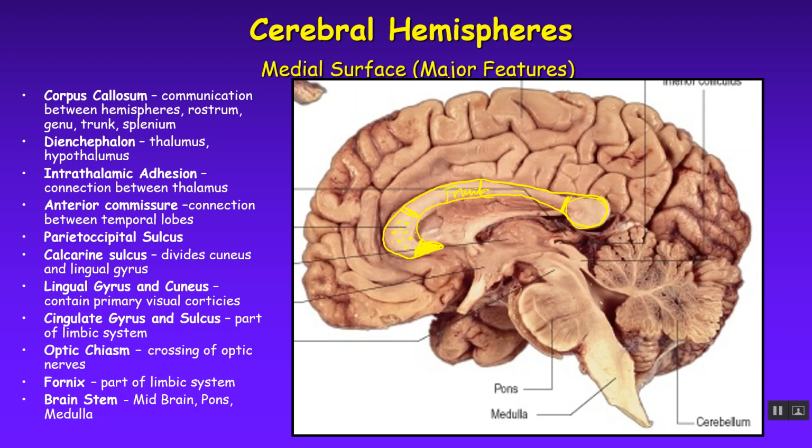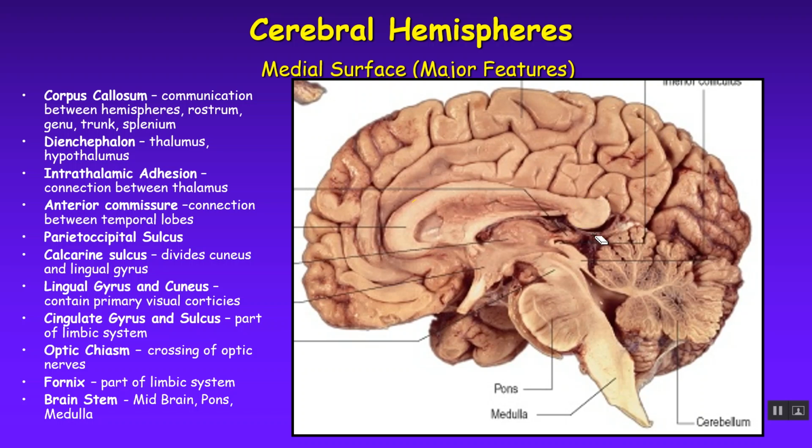Okay, so in one of the lab practicals, which would be pictures up here, if I highlight something like this and I say identify the structure, be specific, so you would say splenium of the corpus callosum. Okay.